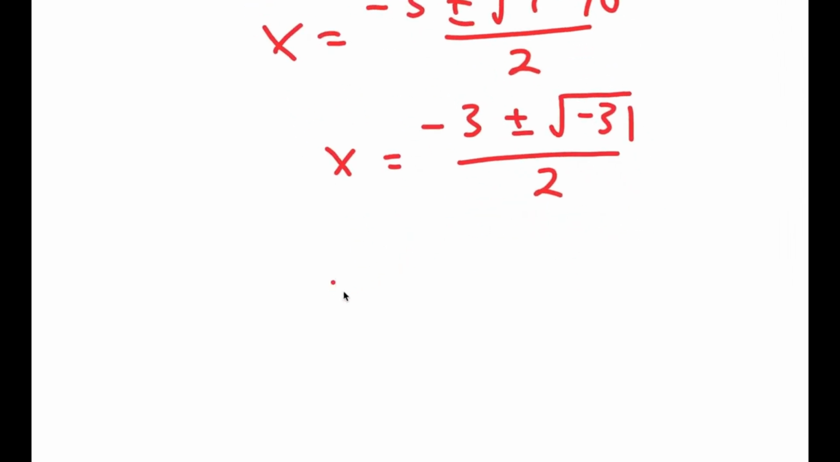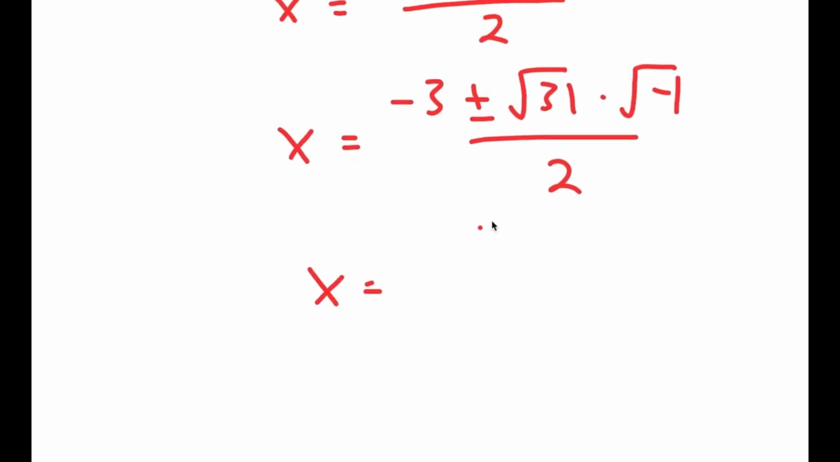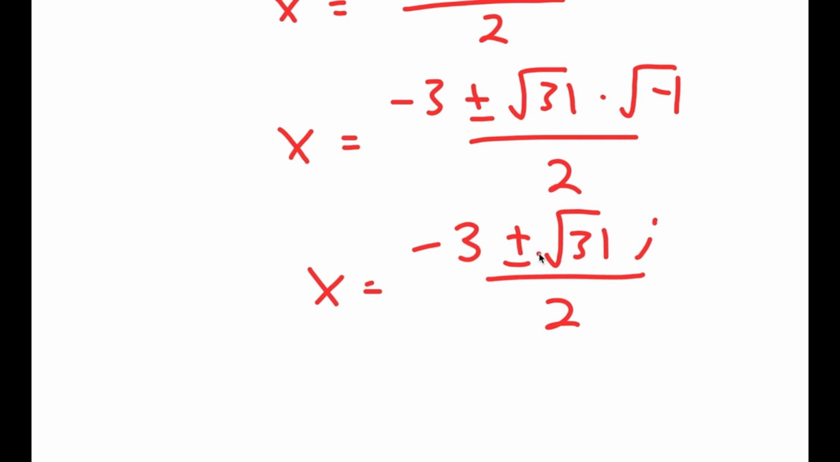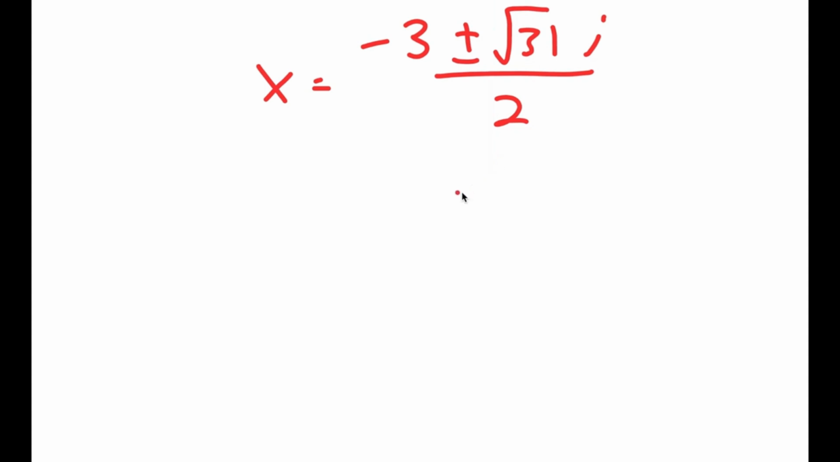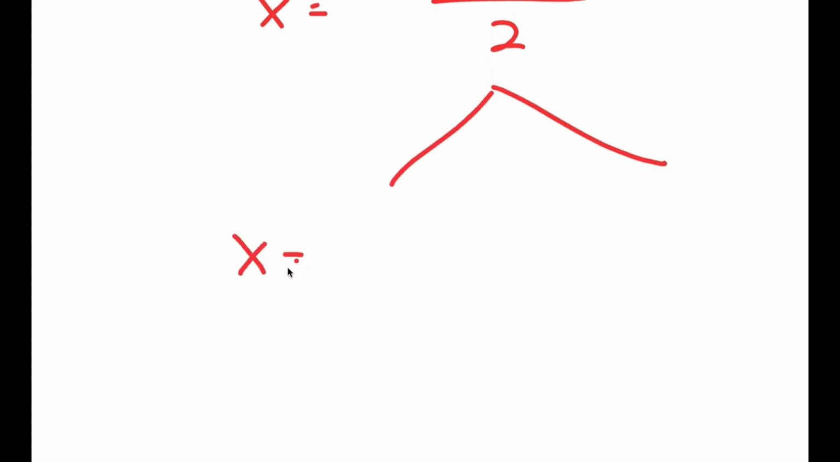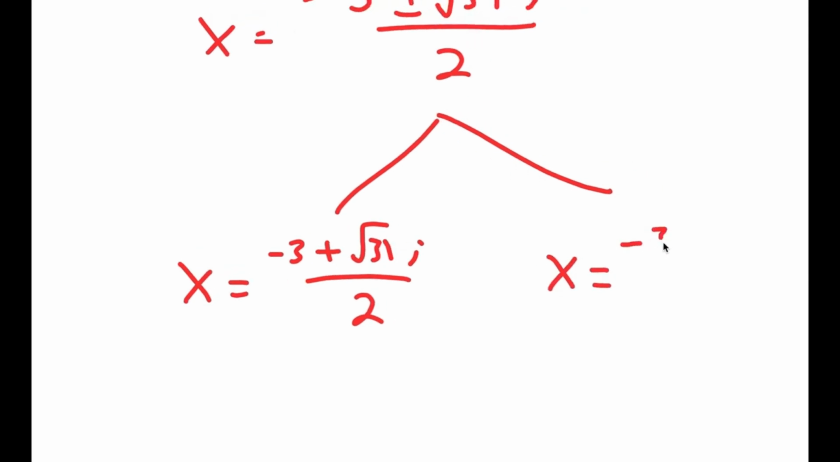And the square root of negative 31 is the same thing as the square root of 31 times the square root of negative 1. And if you guys already know, the square root of negative 1 is equal to the imaginary number i. So I get negative 3 plus or minus the square root of 31 i over 2. And this is actually two solutions. x is equal to negative 3 plus the square root of 31 i over 2, and x is equal to negative 3 minus the square root of 31 i over 2.